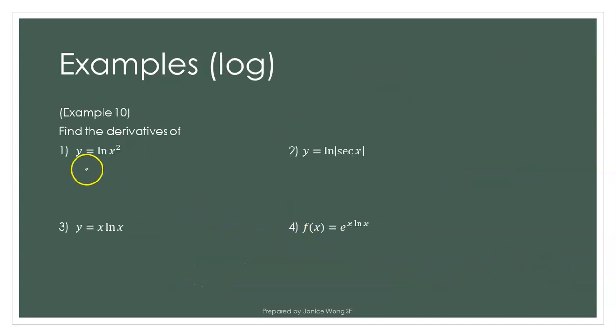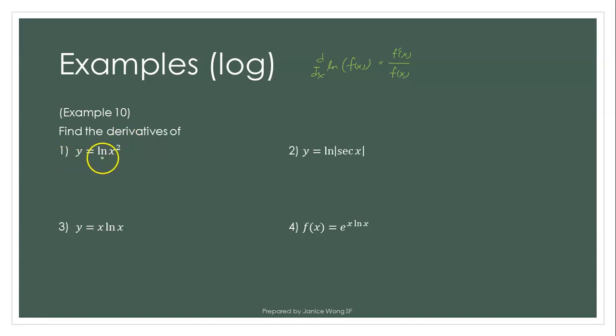More examples. For the derivative of a logarithmic function, recall the formula. Differentiating ln f(x) will give us a fraction. ln carries f(x), so write f(x) as the denominator. We need to differentiate f(x) to get f prime x, and write f prime x on the numerator side.